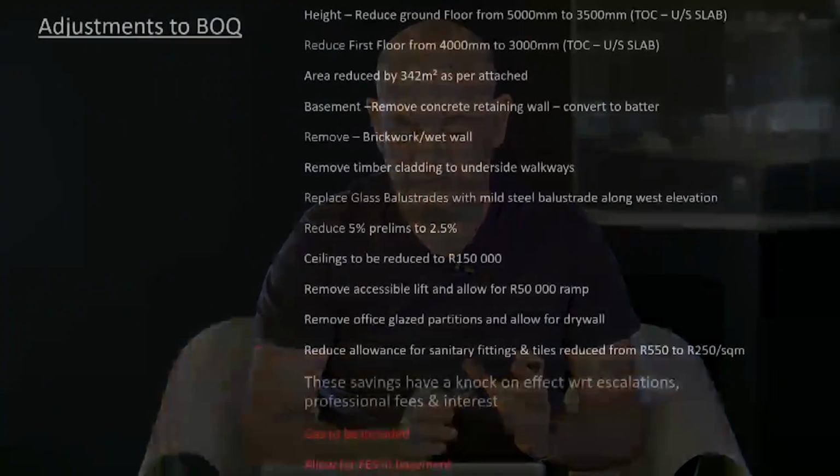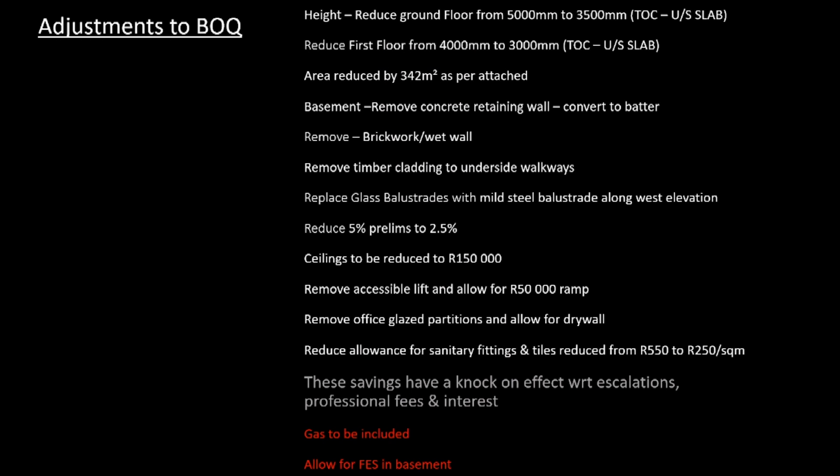So first of all, we reduced the heights of the ground floor from 5 to 3.5 meters. We reduced the first floor from 4 meters to 3 meters, and we also reduced the areas. And it's very important that when you do these kind of large cuts through your building, that you're cutting substantial high value areas so that you're reducing glass areas, you're reducing services. It doesn't help reducing basements or external areas or areas that haven't got a lot of glass in them, because you're really not going to move the needle.